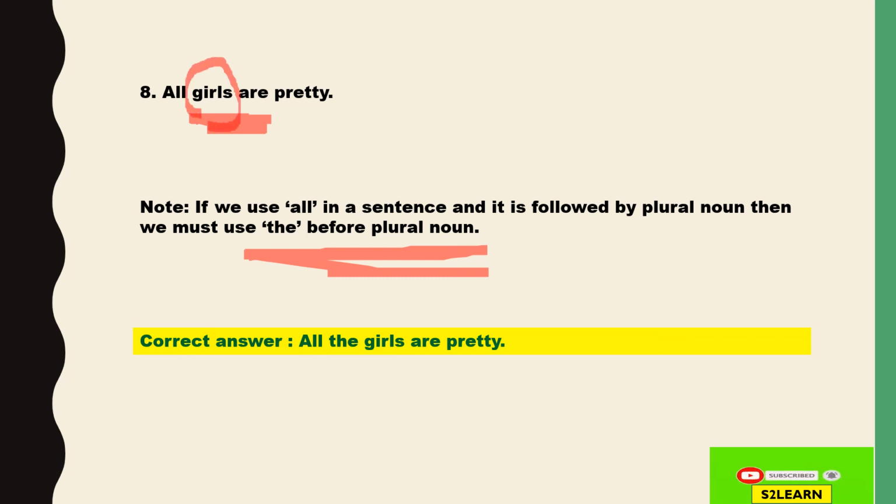That you have to keep in mind. So the answer would be all the girls are pretty. Getting the sentences and how to spot it? I think I'm explaining it to you in an easy way and you're finding it easy to do the exercise.